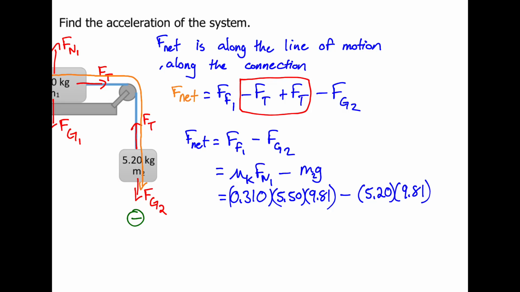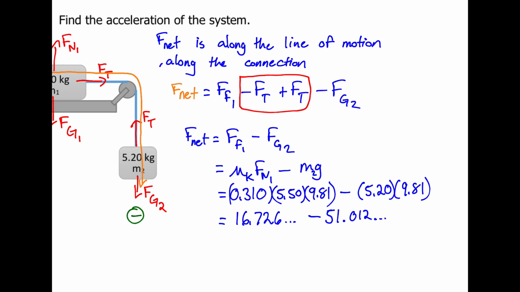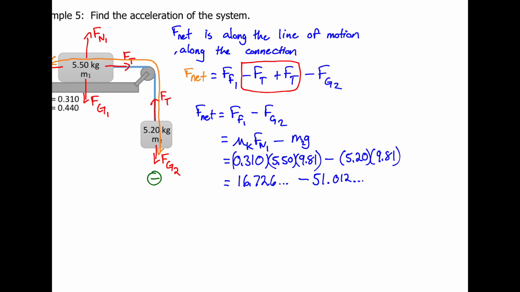So basically I can start pushing the numbers out of this one. All I get here is 16 something to 6, a bunch of numbers. Subtract 51.012 and extra numbers there. So this is confirming my initial prediction.